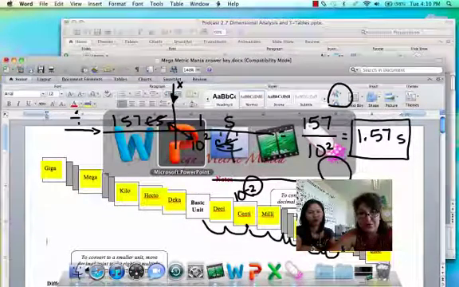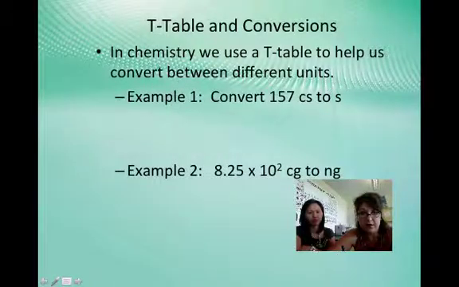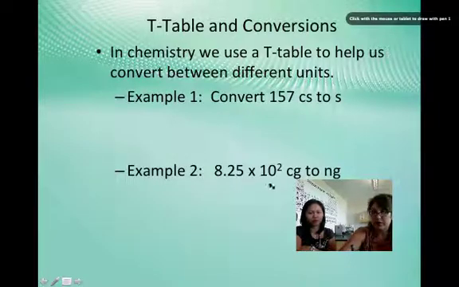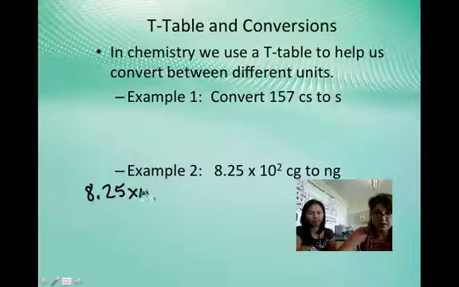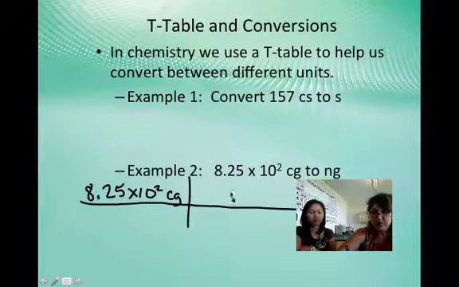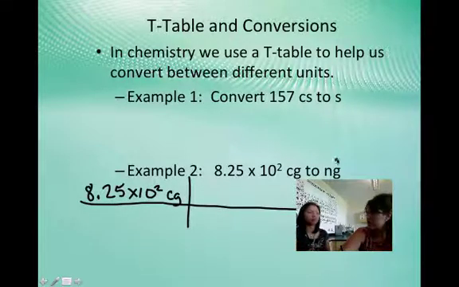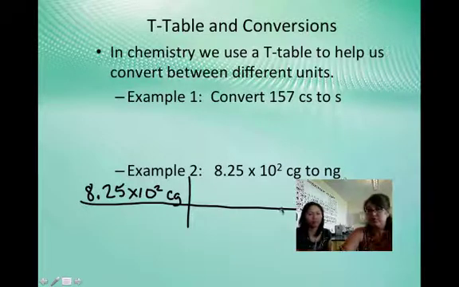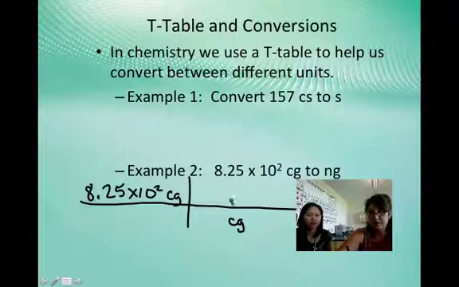So let's go back to the slide, and I'm just going to clear all the writing. So we have a way to tell what's going on. Okay, so centi to base is 2 steps. 8.25 times 10 to the second centigrams, and we're going to go to our base unit, which in this case is grams. Always stop off at your base unit. Don't go from one prefix to another. Go from prefix to base. So centigrams has to go on the bottom. We're going to grams. That's our base unit. Which one is bigger? Of course, grams.